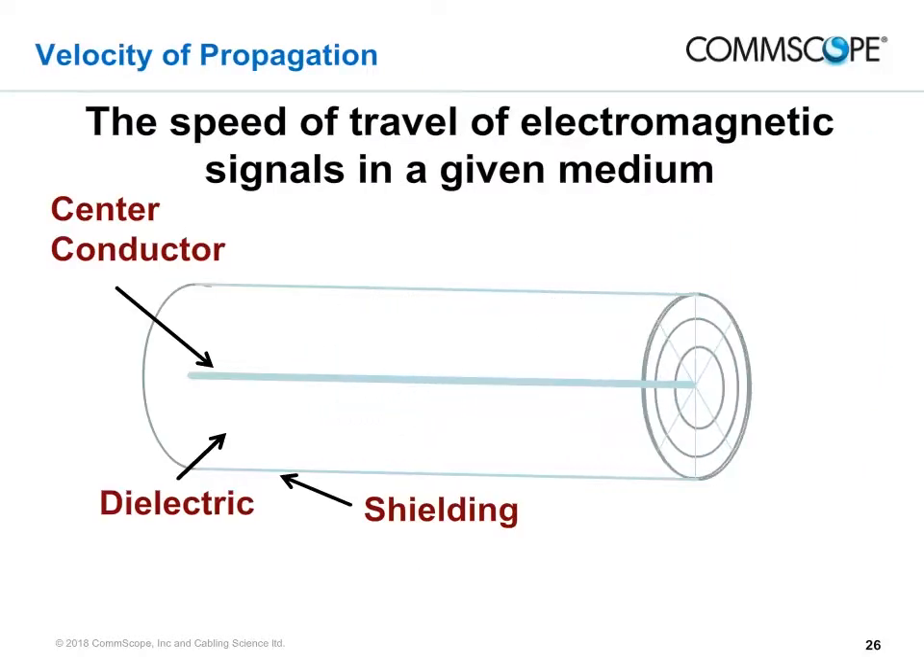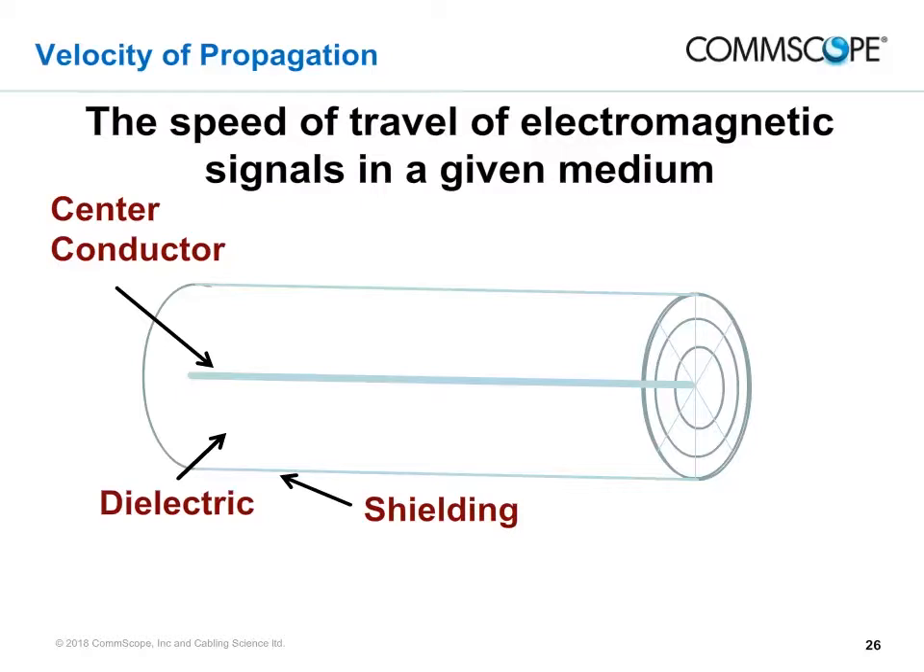Now that we've covered signals, let's take some time to look at how these signals travel in the media used for their transmission. The first concept we will discuss is velocity of propagation. Velocity of propagation is the speed at which electromagnetic signals such as RF travel in a given medium. In the absence of a medium, the velocity of electromagnetic waves is the speed of light in a vacuum, approximately 3 × 10⁸ meters per second.